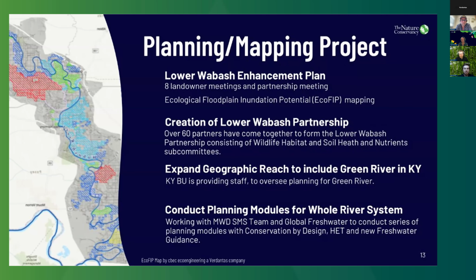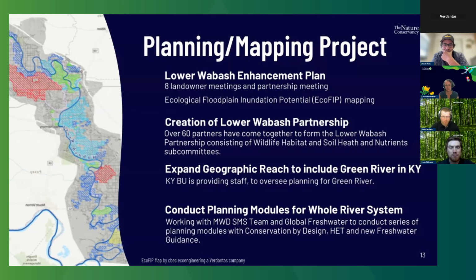And as we were doing the mapping and looking at where we have floodplain restoration potential, we recognized that the Wabash River, especially the lower section of it, is unlevied. And so there is a lot of floodplain that is connected to the river currently, but a lot of the connection that we have is actually across the Ohio River and the Green River in Kentucky. And so we've expanded our project boundary to include the Green River in Kentucky and have moved forward with CBEC, or Verdantas, doing the EcoFIP on the Green River now also.